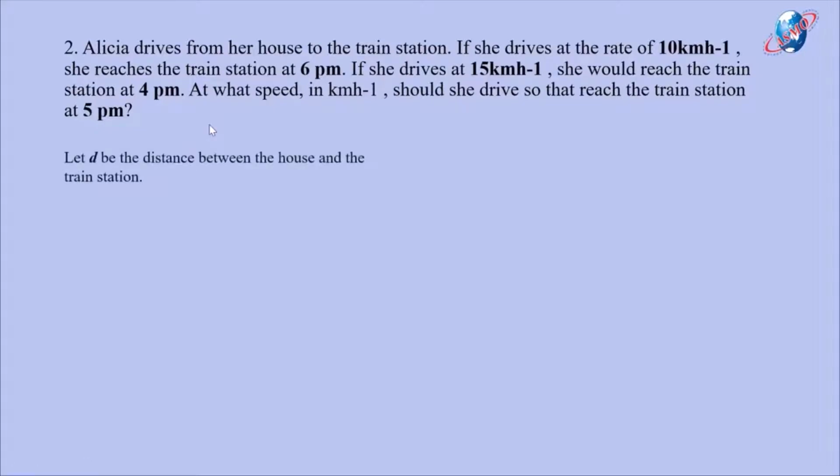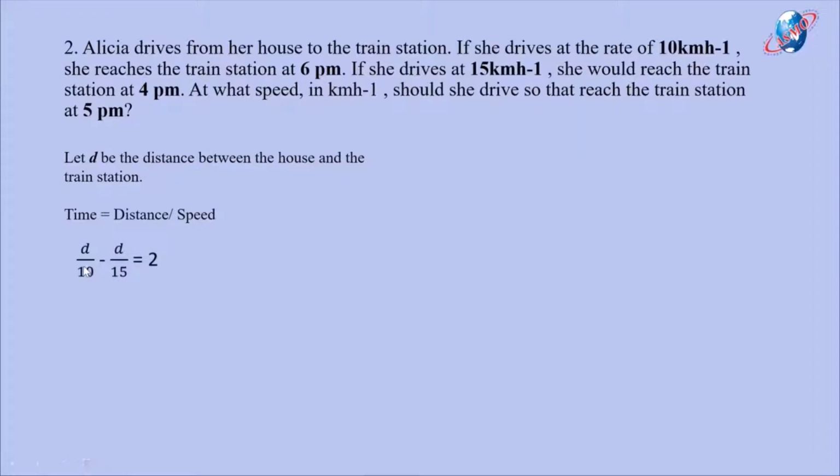Now, first things first, because here in the question, we are only given the speed, which is the km/h, and the time, which is either 6 p.m. or 4 p.m. So what we need to do first is to find the distance between her house and the train station. Time equals the distance over speed. I'm quite sure all of you know this. All right, so let's move on.